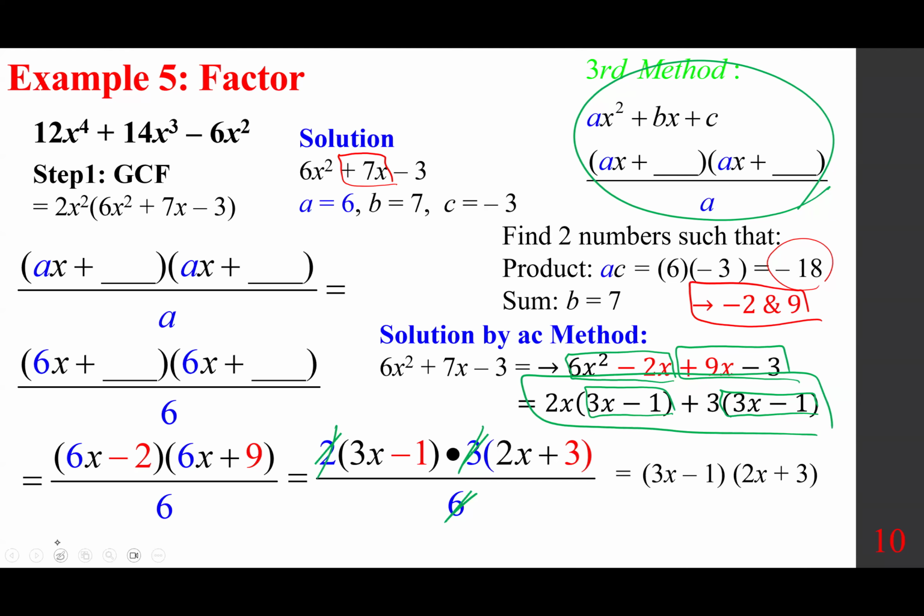Now, I highly recommend you watch this recording again. This might be the fastest way to factor when a is not 1. So the final answer would be 2x squared times 3x minus 1 times 2x plus 3. So that's the synopsis of factoring, and we're going to move on with special factoring.